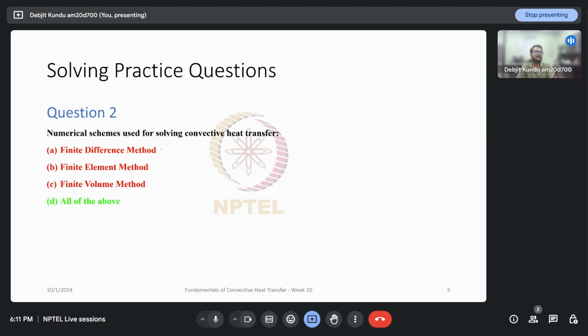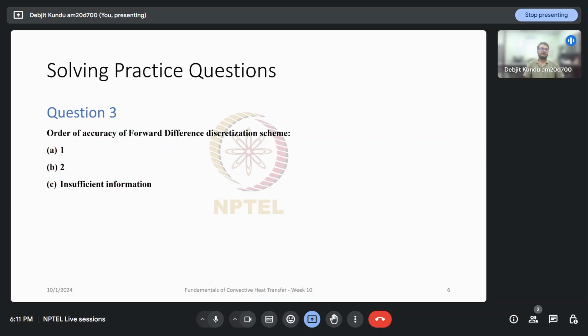In the lectures, we already saw glimpses of the finite difference as well as finite volume method. Although we did not discuss it, the finite element method is also used in order to solve fluid flow as well as heat transfer problems. So the correct answer should be option D, all of the above. All right. Moving on to question number 3 now.